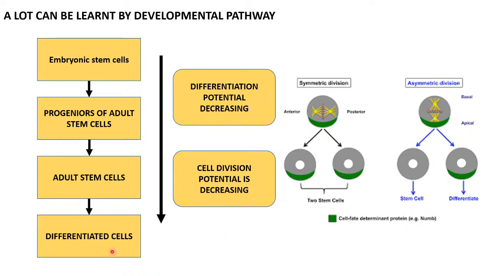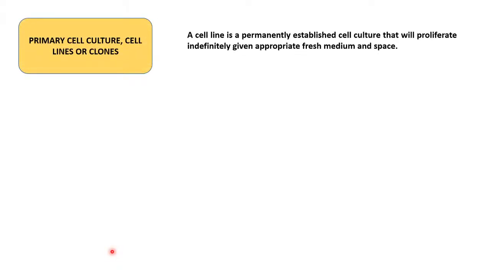You can pressurize the differentiated cells also, but they will become what? Cancerous. They will transform. They will lose some of their own properties. Now, we have some definitions like primary cell culture, cell lines, or cell clones.